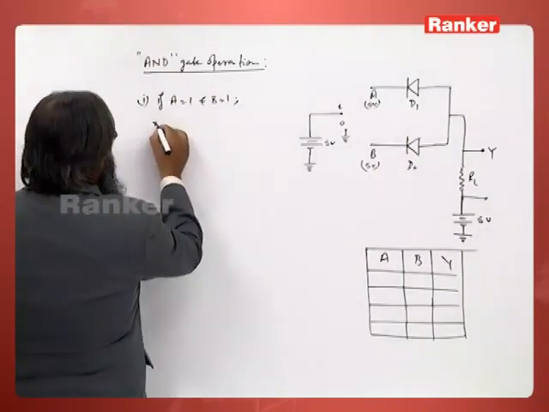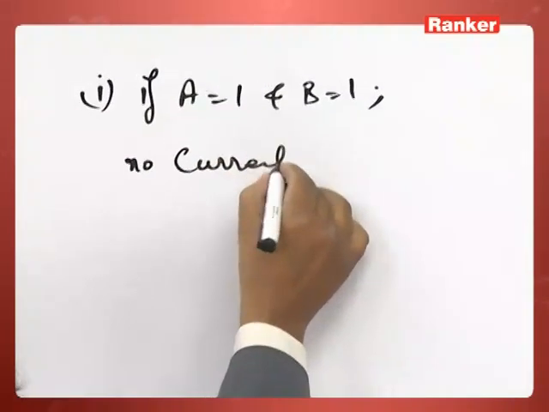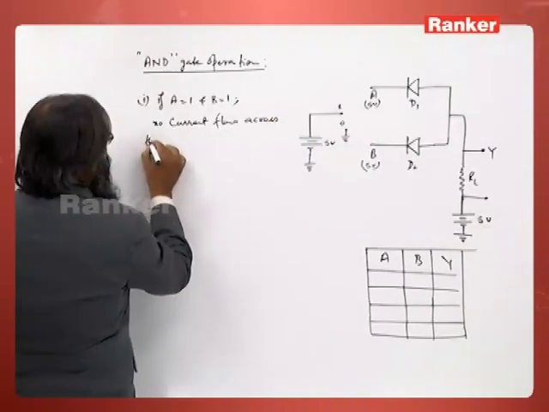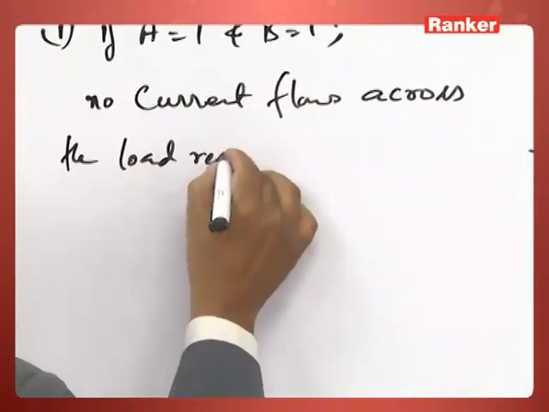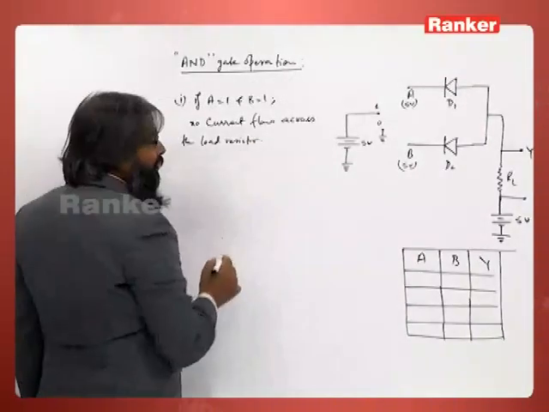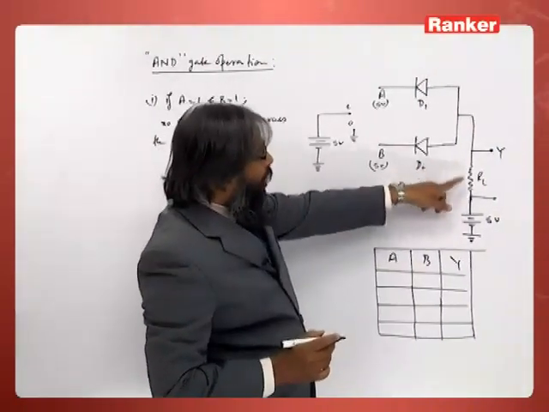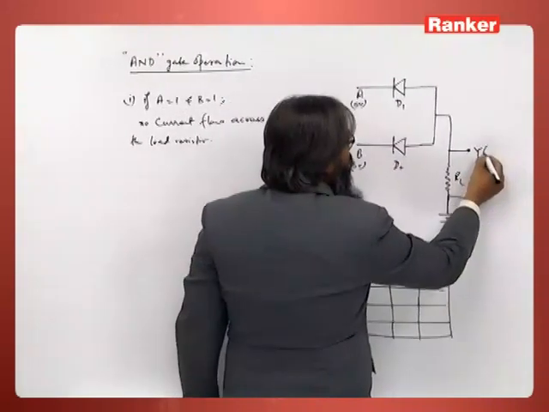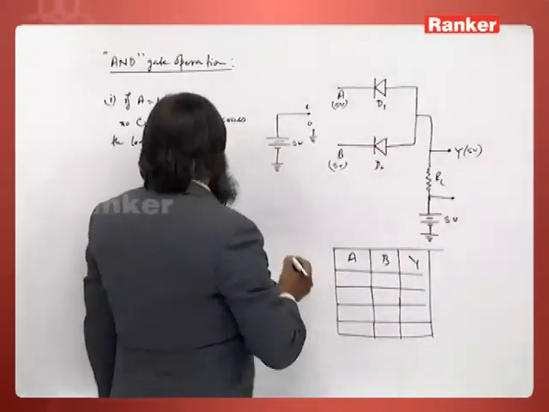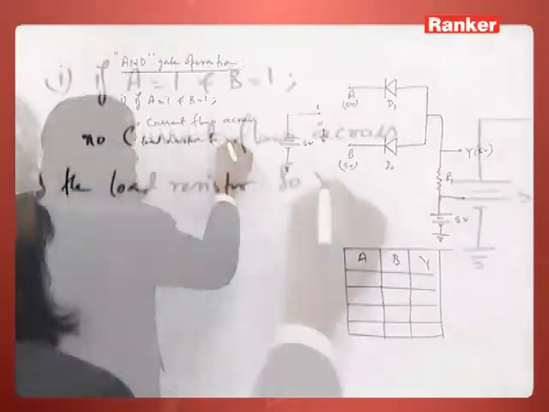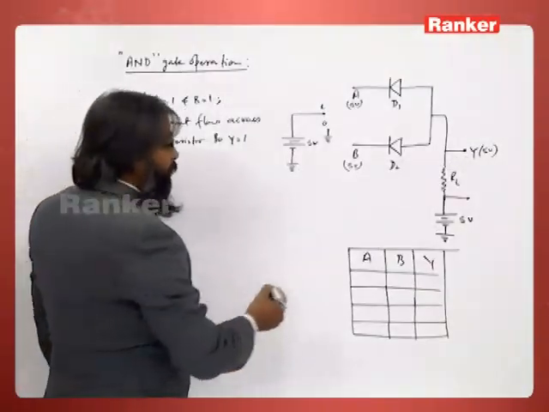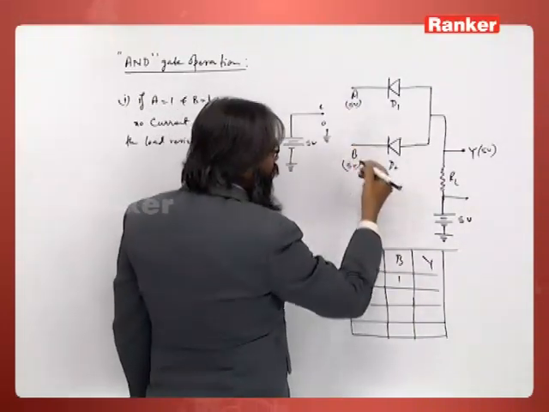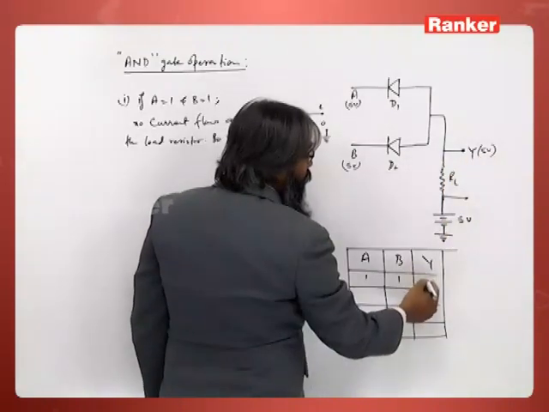So, no current flows across the load resistor. So, if there is no load current, then there is no potential drop and the full voltage of this will be applied to here. So, in this case I will get 5 volts, hence y is equal to 1. So, this is 1, this is high, that is 5 volts means high, here also I got 5 volts, so high.